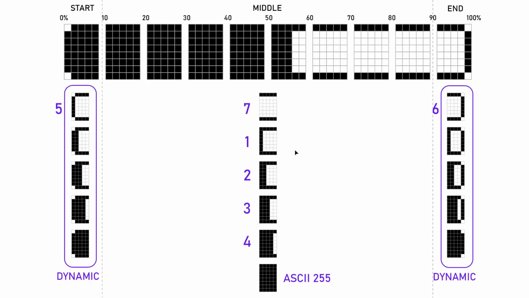Now you might be thinking why we don't use a dynamic character for the states 1 through 4, and the answer is it's not so easy. I will tell it to you in a minute.